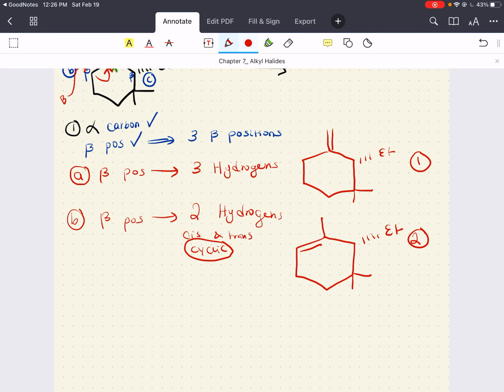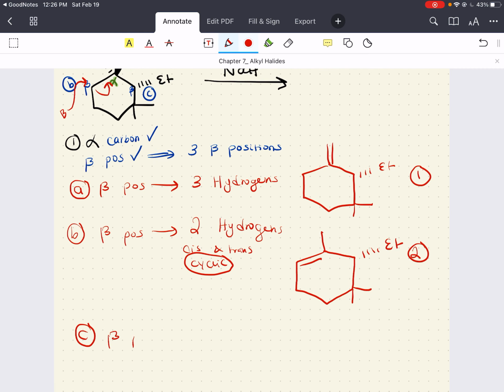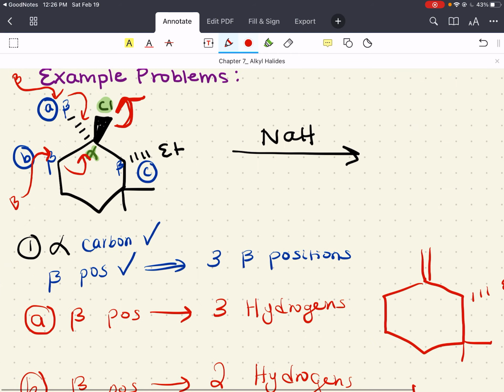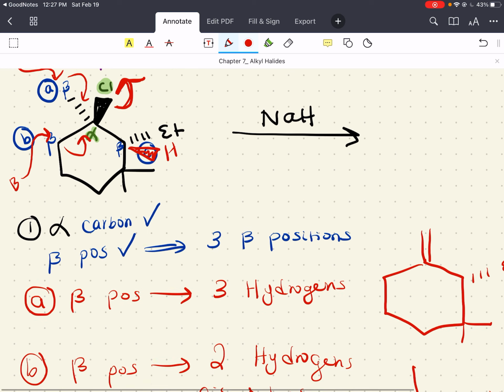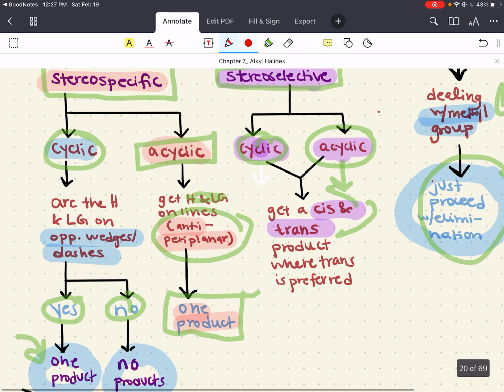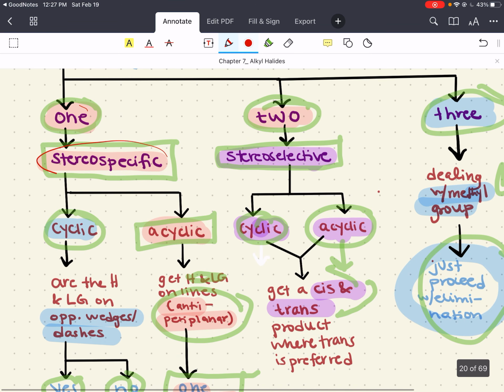Now we can look at position C. That beta position has 1 hydrogen. This is very important. It only has one hydrogen. So let's look at this hydrogen. You have an ethyl group on a dash, and our hydrogen here hiding is on a wedge. Now let's look at our flow chart. We have one hydrogen, so we're thinking stereospecific. Is it acyclic or cyclic?